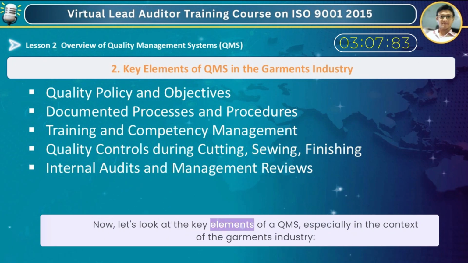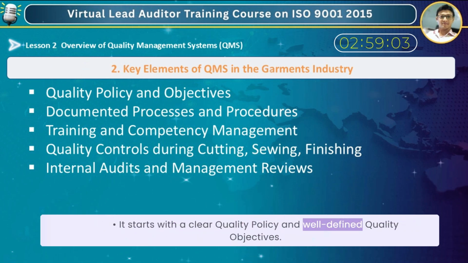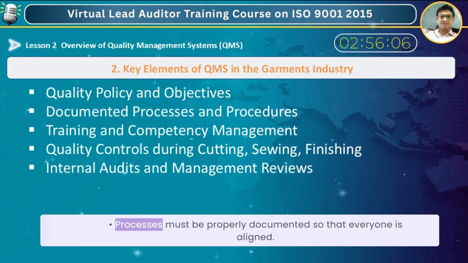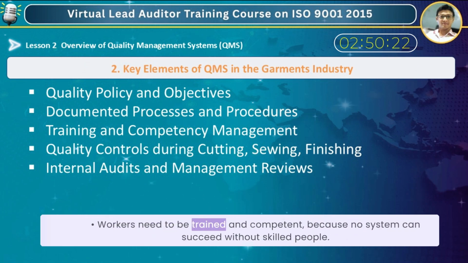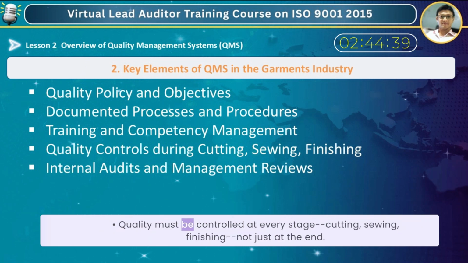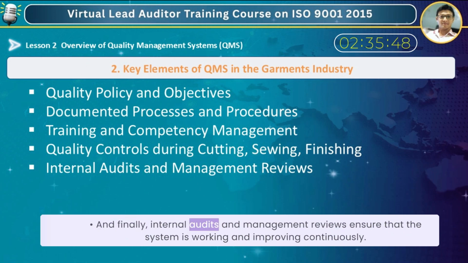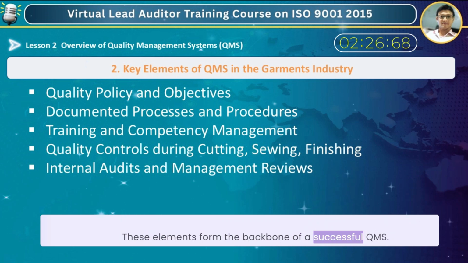Now, let's look at the key elements of a QMS, especially in the context of the garments industry. It starts with a clear quality policy and well-defined quality objectives. Processes must be properly documented so that everyone is aligned. Workers need to be trained and competent, because no system can succeed without skilled people. Quality must be controlled at every stage: cutting, sewing, finishing, not just at the end. And finally, internal audits and management reviews ensure that the system is working and improving continuously. These elements form the backbone of a successful QMS.